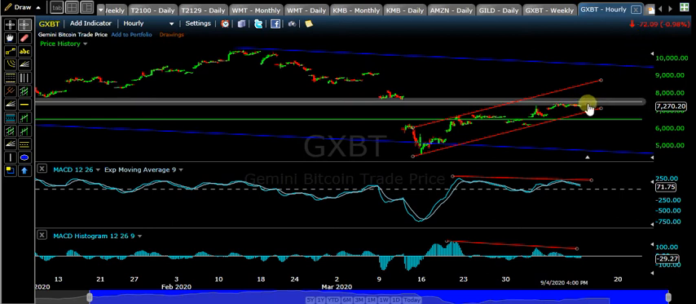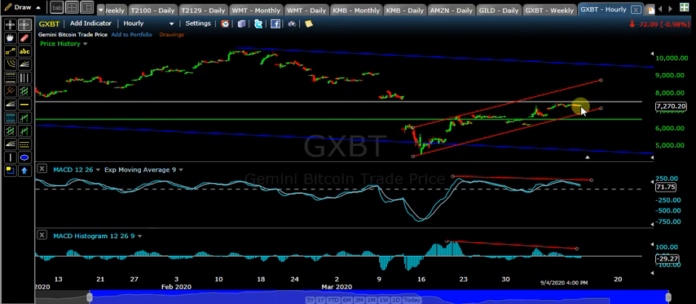Okay, so that is another possible trade. However, I think it's a very small and risky trade to make. So let's see what happens on Monday or Tuesday as the price makes a move and gives us more clues on where it's heading next.